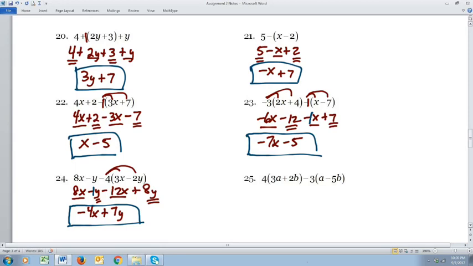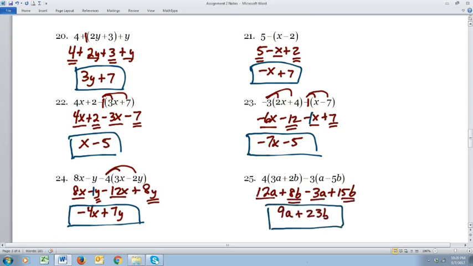All right, one last one here. You're doing 4 times 3a to get 12a, 4 times 2b to get 8b. We're going to distribute a negative 3 now. We'll get negative 3a and plus 15b. Let's combine our like terms together. You end up with 9a plus 23b. All right, let's move on.